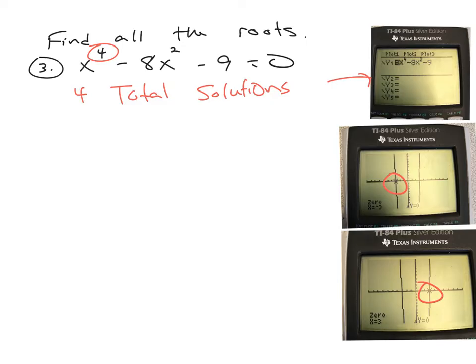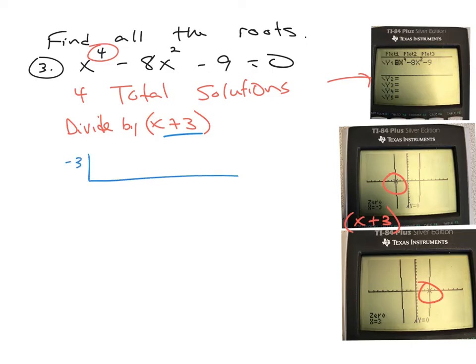Now this is where it gets a little bit tricky when there's more than one. If -3 is an answer, that means it comes from x plus 3. I'm going to divide by x plus 3 first. Okay, so divide by x plus 3. If x plus 3 is what I'm dividing by, I actually put a -3 on the outside. And here's the trick.